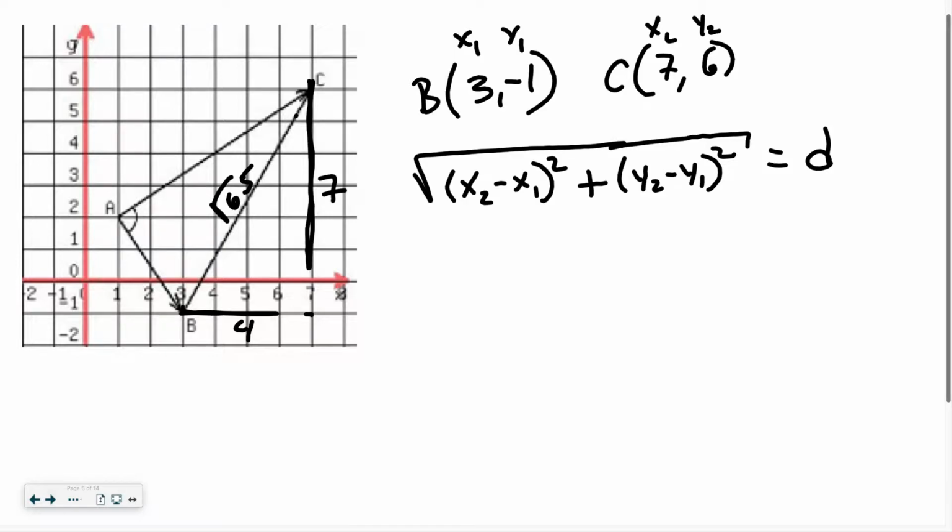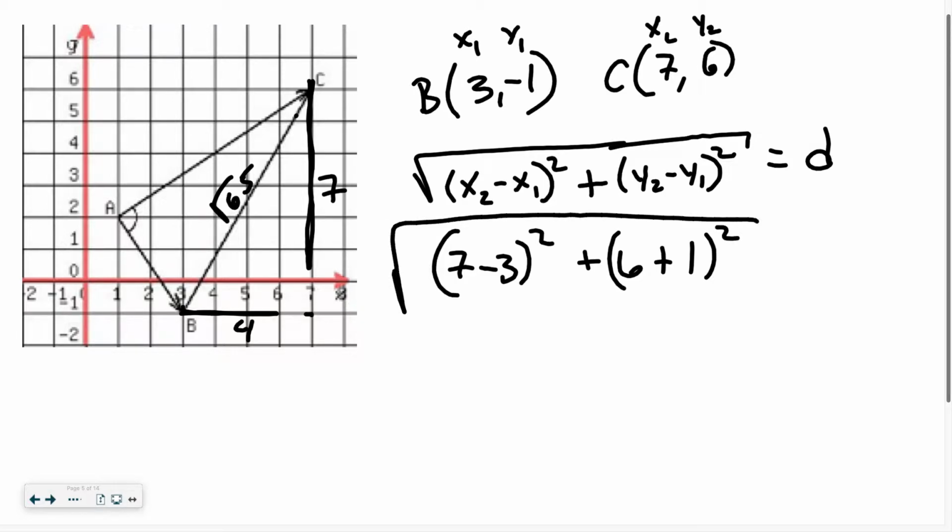Okay? Remember that we got radical 65 for the distance already. So we're trying to see if we're going to get the same thing again. So x2 is going to be 7 minus 3, and that's going to be squared. And we have plus y2 is 6, y1 is negative 1. So minus a negative 1, that becomes a plus. Okay? And that's squared. And don't forget to square root everything.